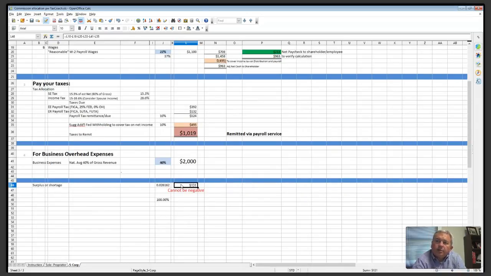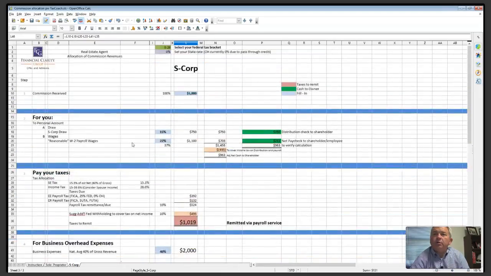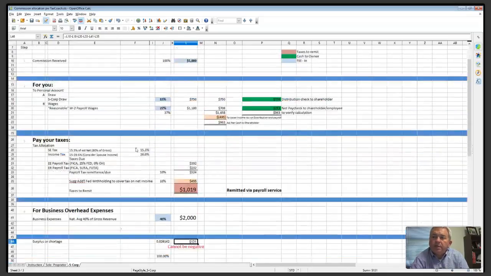If this cushion or surplus ever goes negative, it means you've either left too much money in the company to be used for operations, or you've probably paid yourself too much money, in which case you can reduce your draw or your wages to compensate for that. If this number is significantly higher or more cushion than what you need, you can take out more money to yourself. For example, we can up that to $800 without potentially adversely affecting our business.